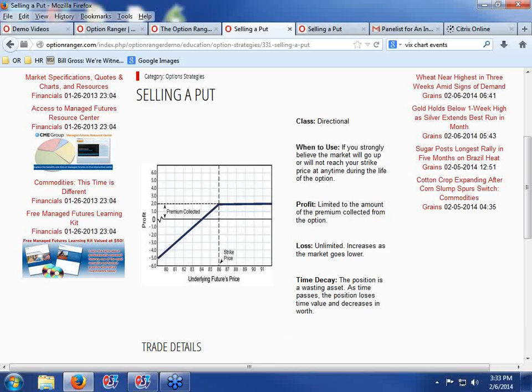And you use it, again, as we said, if you strongly believe the market will go up or will not reach your strike price at any time during the life of the option. So what you're really looking for here is for the market not to go down in a big way. Your enemy when selling the put, which is a margin trade with unlimited risk, is a large move down, a move down with rising volatility. If the market is flat or it goes up, you're in good shape.